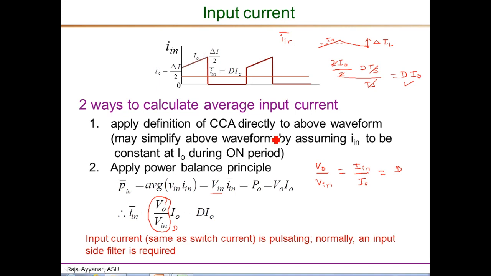So finally, I should also mention that as seen from this waveform, the input current is really a pulsating current waveform. This is switching current, switches at high frequency, at the switching frequency. And for many applications, we would also need an input side filter, an input LC filter, such that the final current drawn directly from the input DC source is pure steady DC current.